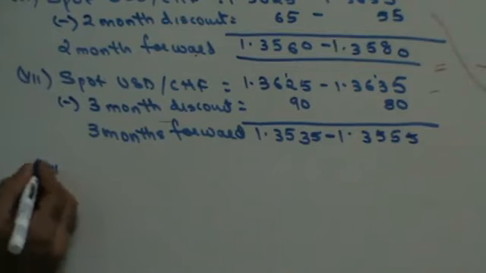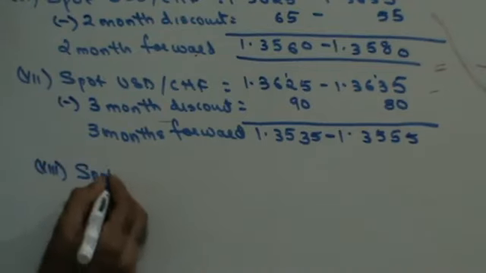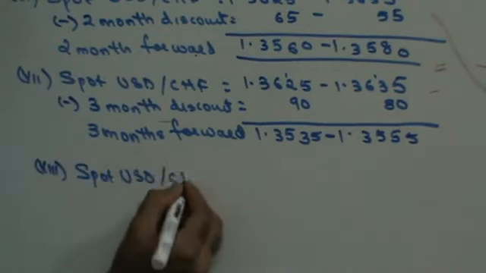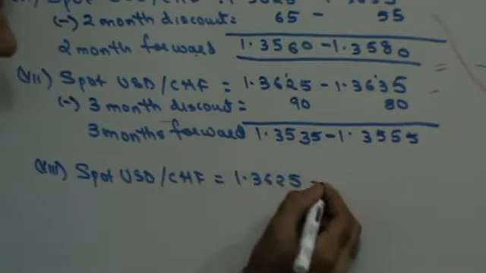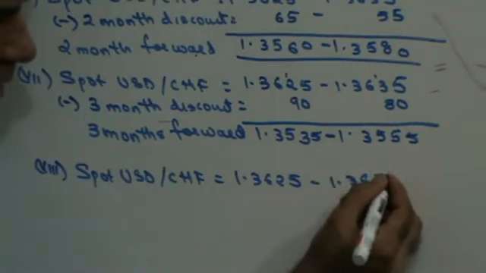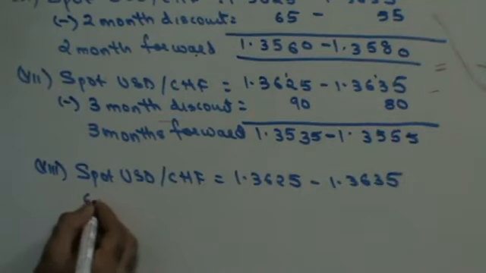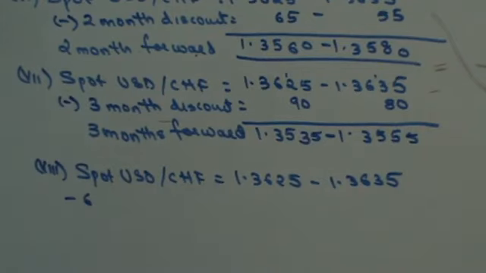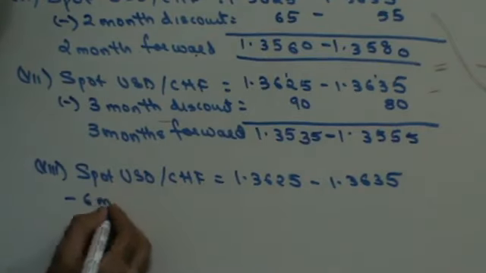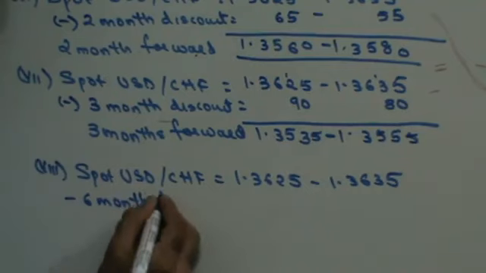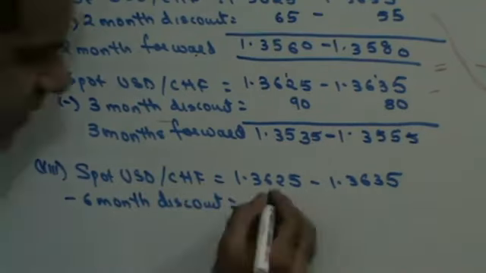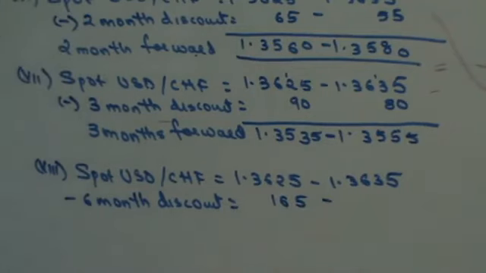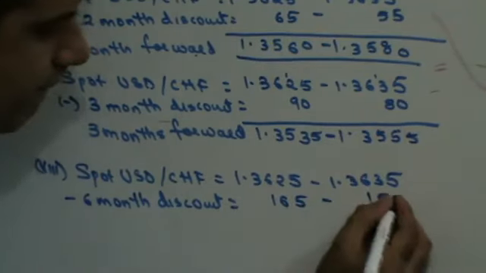Last, spot USD CHF is 1.3625, 1.3635. 6 months. Now again here swap points are in descending order. Descending order means discount. So you will say less, 6 months discount. 6 months discount is 165 and 155.